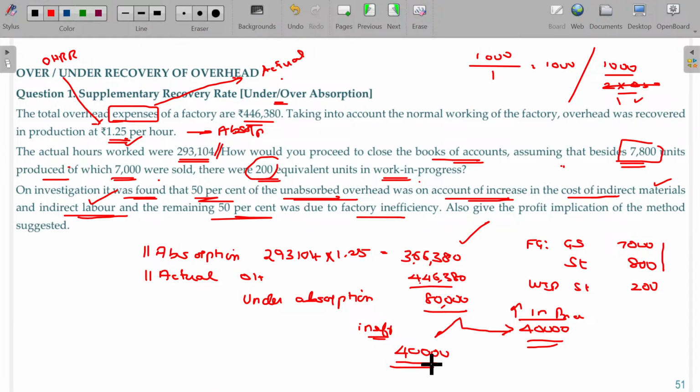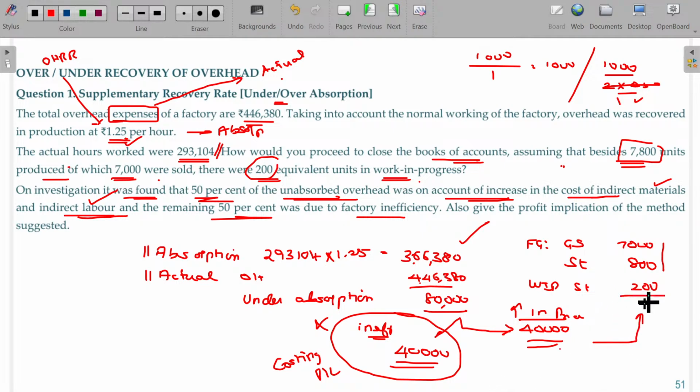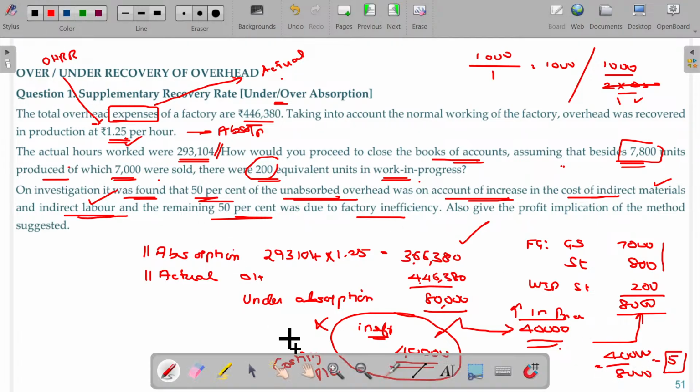Then come on, how much you can recover from the customers? 40 or 80. This 40 only recoverable. This 40 cannot be recoverable. This can be debited to the costing P&L account, abnormal reason. This 40 can be recovered to the units. Overall being 8,000 units, for that it is 40,000 rupees. So 40,000 divided by 8,000, then for every unit, we'll recover 5 rupees.